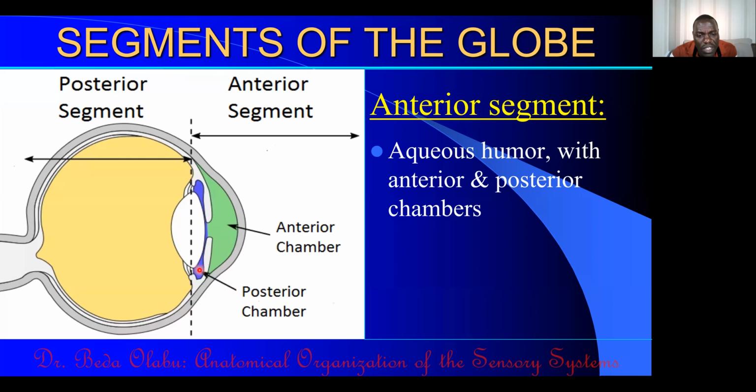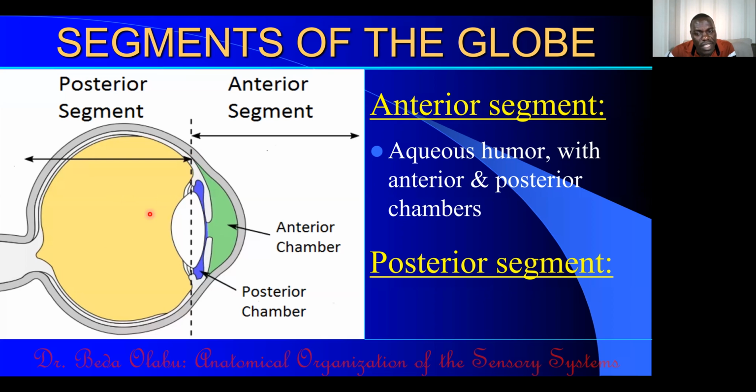The communication between the posterior chamber and the anterior chamber is the pupil. So when aqueous humor is secreted by the ciliary body here, it will go through the posterior chamber, then go through the pupil, then flow like this to the anterior chamber, then become absorbed somewhere here within some canals which are found within the limbus. The posterior segment largely contains the vitreous humor. This is the posterior segment. This is the optic disc, which is the blind spot.